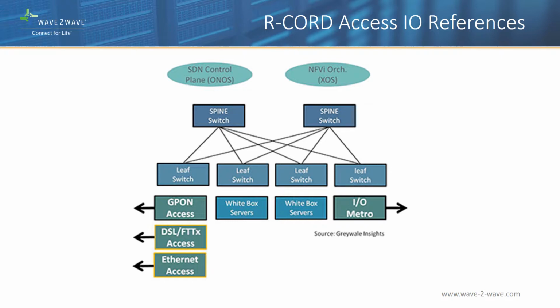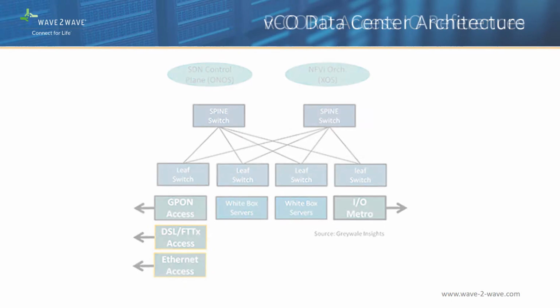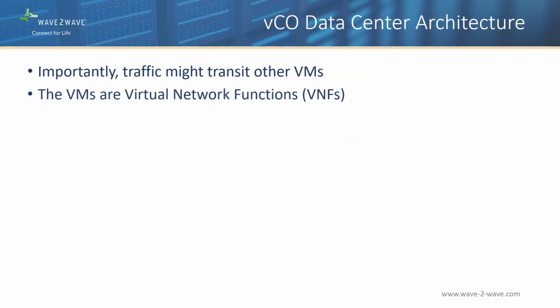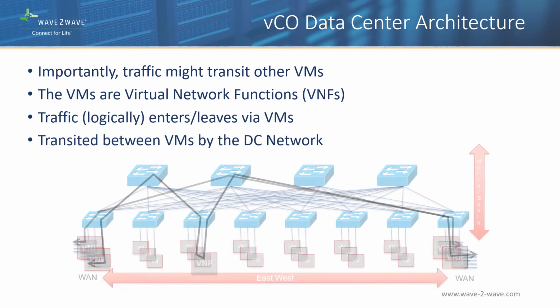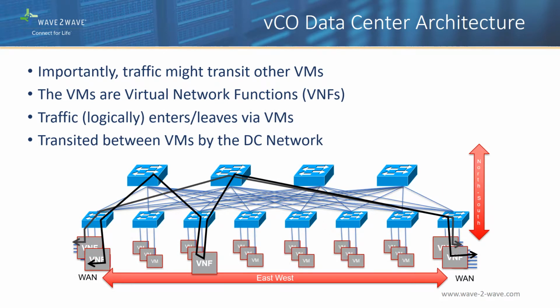In R-CORD, there are 2 sides of input-output, or I/O, commonly referred to as east-west traffic flows. One, shown on the right, which is west, is the metro transport referred to as I/O Metro, connecting each CO to the regional inter-office transport network. On the left side of the figure is the access network referred to as I/O access. Next slide, please.